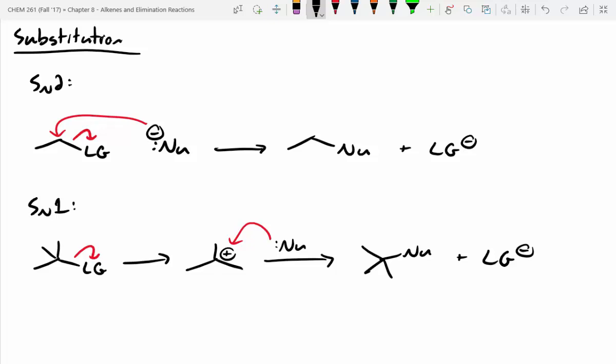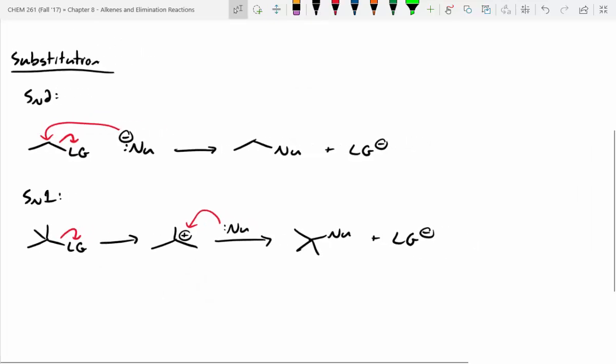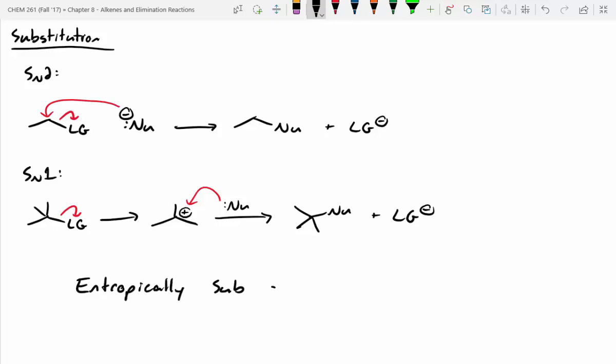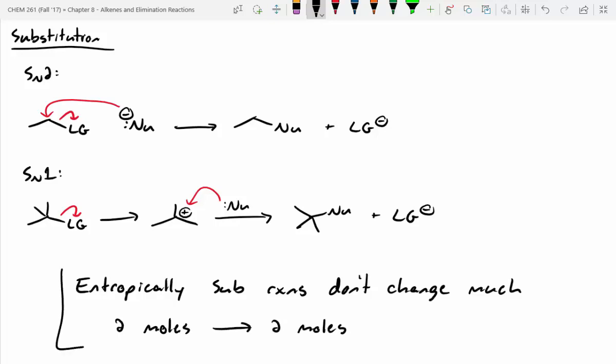So now we've got to get into the abstract side of things. If we look at substitution entropically, is this favorable, disfavorable, or about the same in terms of entropy? Yeah, roughly the same, right? So let's make a note of that. So entropically, substitution reactions don't change much. Right, because in this case we go from 2 moles to 2 moles. All right, that makes sense.